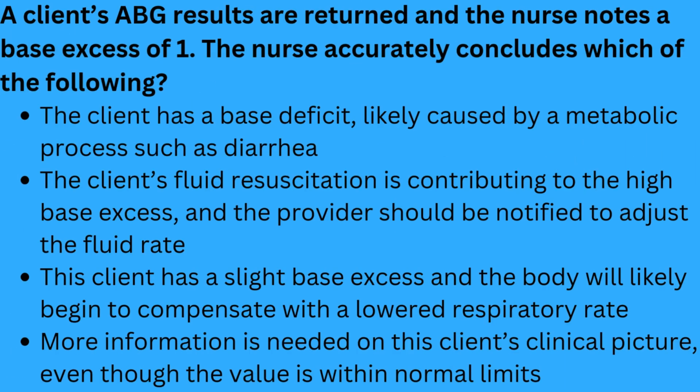A client's ABG results are returned and the nurse notes a base excess of 1. The nurse accurately concludes which of the following: the client has a base deficit, likely caused by a metabolic process such as diarrhea. The client's fluid resuscitation is contributing to the high base excess, and the provider should be notified to adjust the fluid rate. The client has a slight base excess, and the body will likely begin to compensate with a lowered respiratory rate. Or more information is needed on this client's clinical picture even though the value was within normal limits.